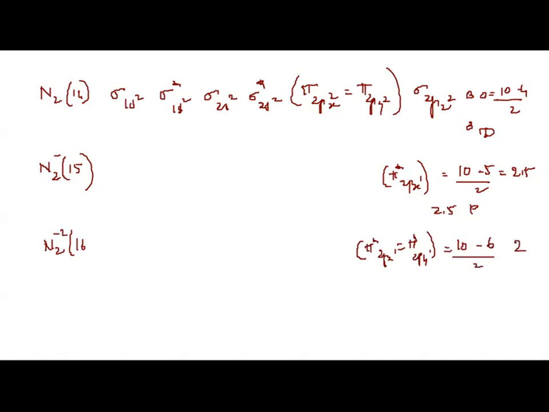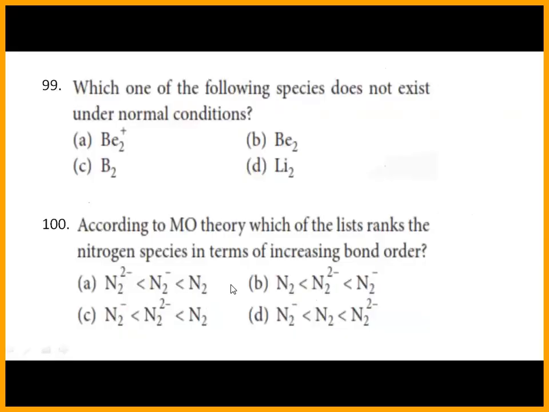So I can write here N2, N2 minus and N2 minus 2. N2 bond order is 3, N2 minus is 2.5, N2 minus 2 is 2. N2 is diamagnetic, and these two are paramagnetic. Please do remember this. So which is having less bond order? N2 minus 2. Then comes N2 minus and then N2: 2, 2.5 and 3. Please do remember it for nitrogen also, so that when you are solving questions it will help you out. So which is the correct answer? It is option A, N2 minus 2 less than N2 minus less than N2.